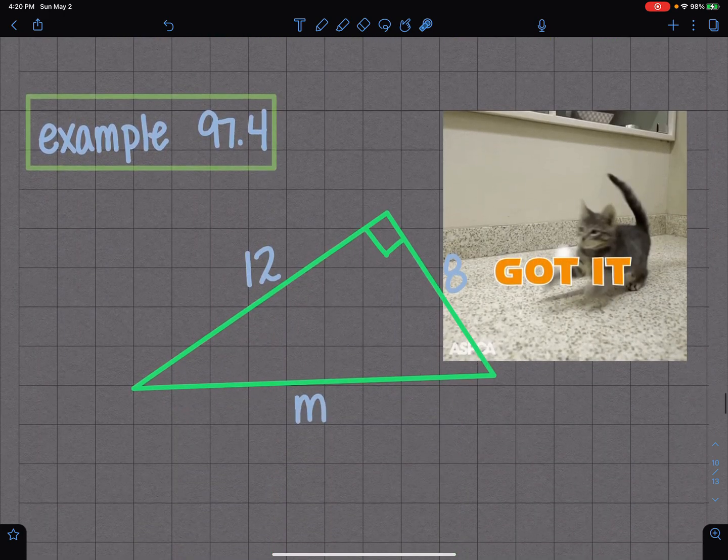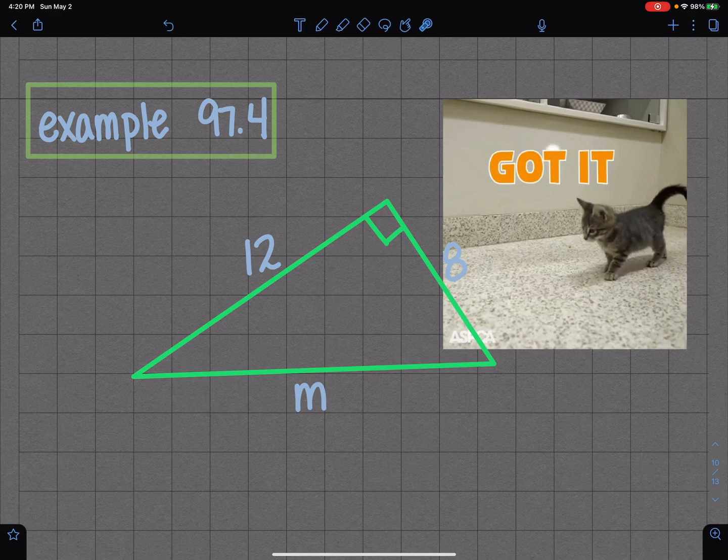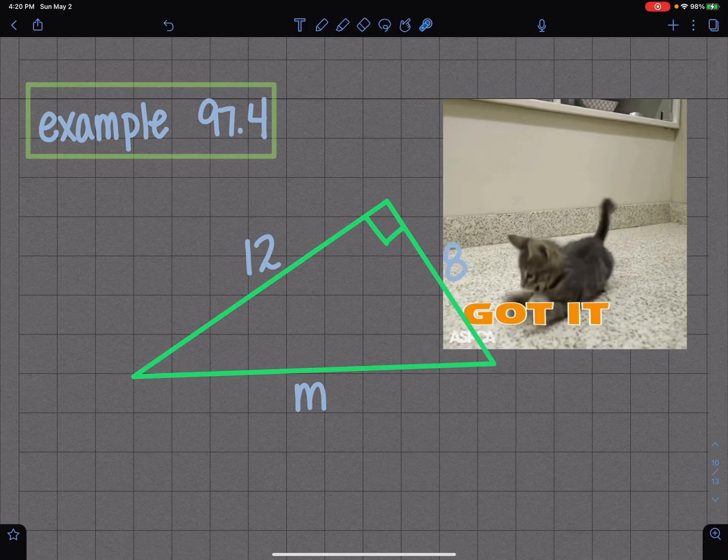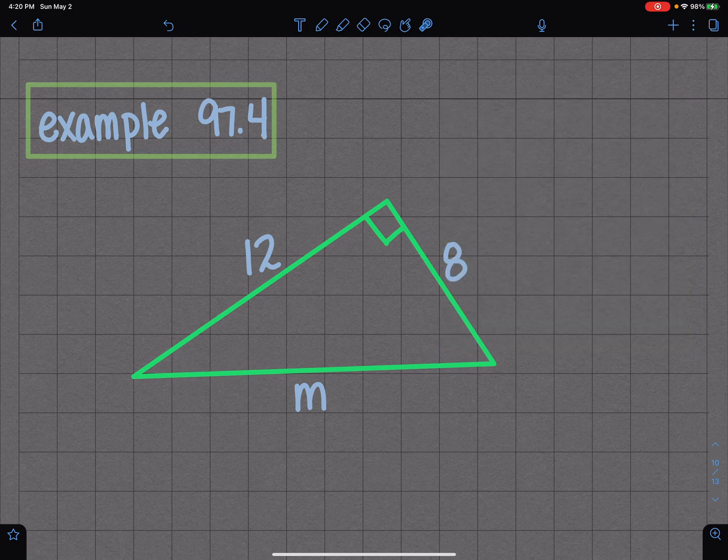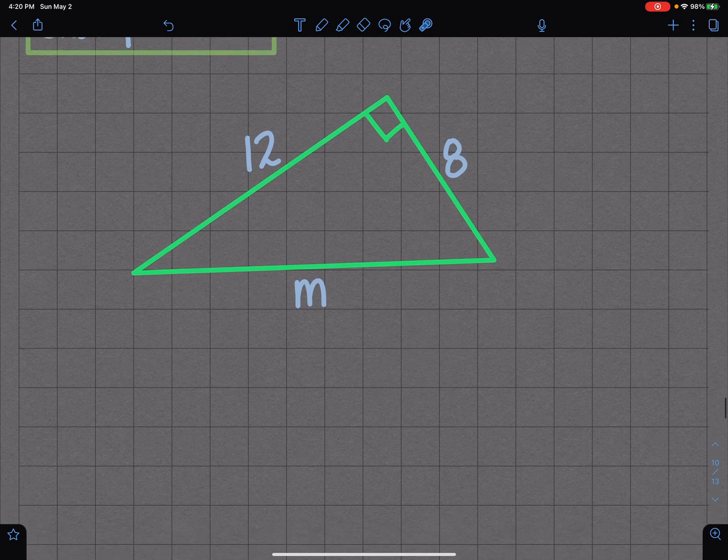All right, I know you're feeling like you got it at this point. In fact, I'm going to delete that because that's really distracting. But here's another right triangle. What we're going to do is solve for M. First identify that M is the hypotenuse here, and these are the legs. Okay, here we go. Write out the theorem.